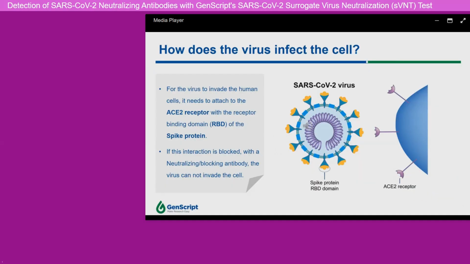Let's review how SARS-CoV-2 infects the cell. Here we have a representation of the virus and its structure. On the outside of the virus, it's peppered with the protruding spike protein, and on the ends of the spike protein, we have a region called the receptor binding domain, or the RBD. In order for infection to take place, the RBD binds the ACE2 receptor on the lung epithelial cell. This protein-protein interaction is key to virus propagation, so by blocking this, also called neutralization, the virus cannot invade. It does not propagate, and disease is prevented or reduced.